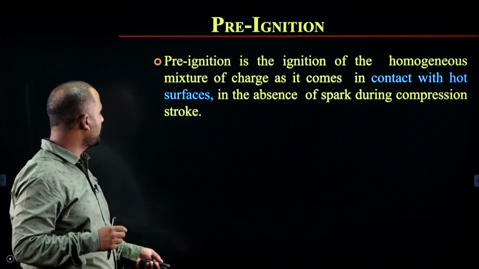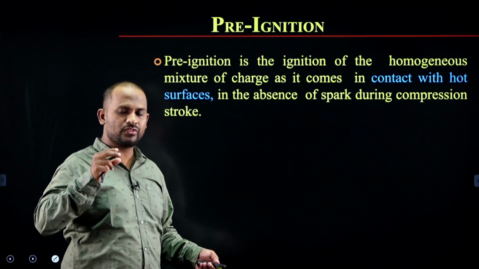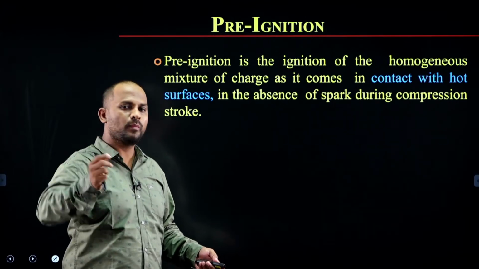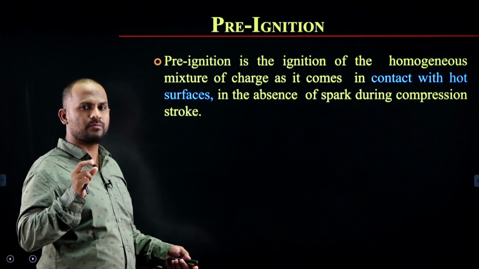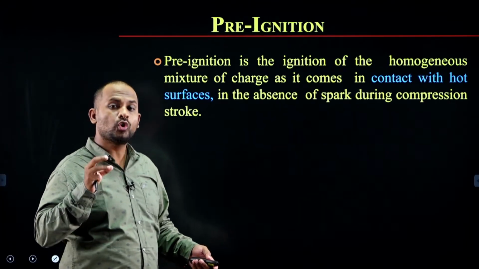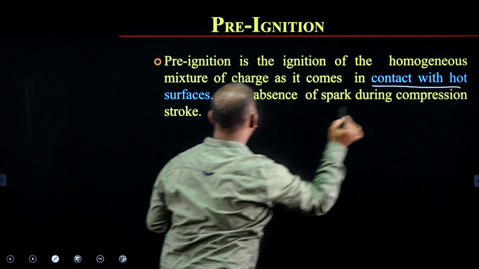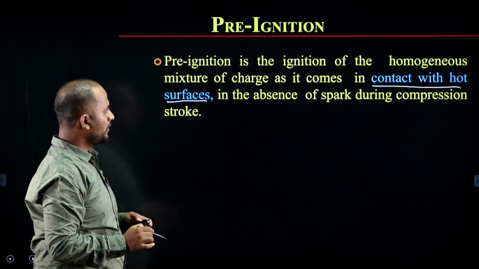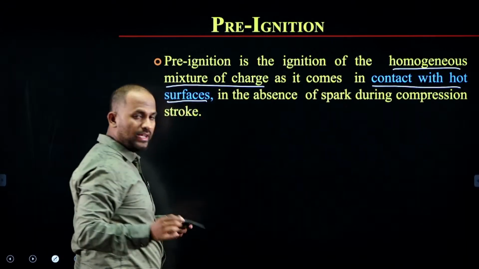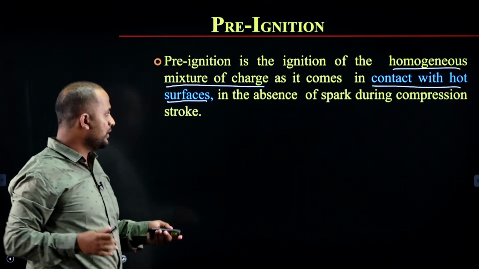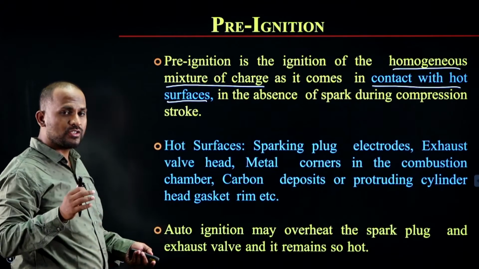So here, in pre-ignition, as we discussed, first an ignition of some particles takes place, then the normal combustion takes place. That is what pre-ignition is. Then how does that pre-ignition take place for some particles? They will be in contact with the hot surfaces. So here the homogeneous mixture of charge will be in contact with the hot surfaces, which leads to the pre-ignition during the compression stroke. Now what are those hot surfaces?